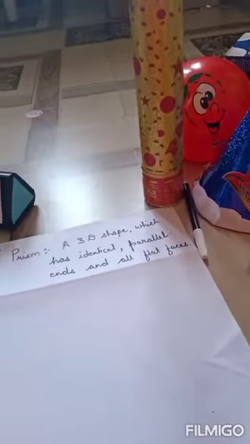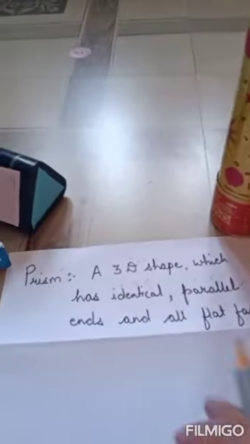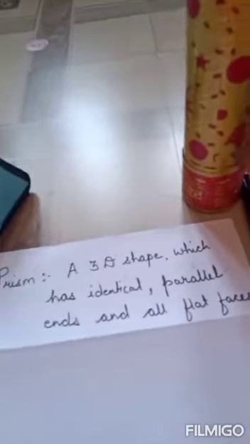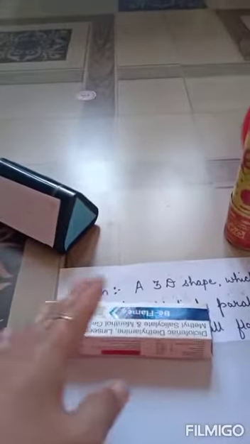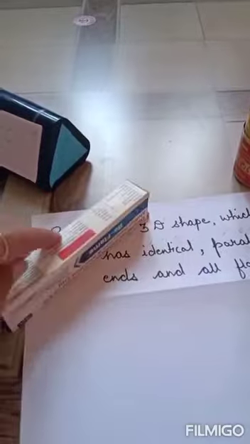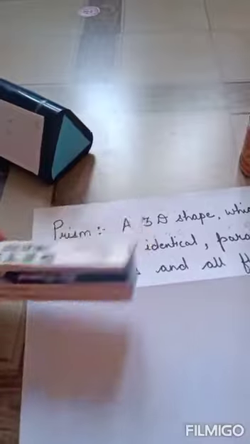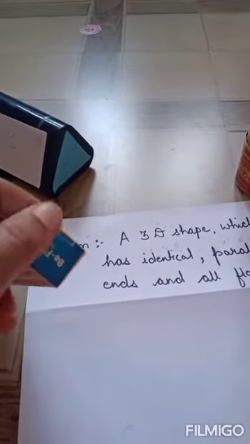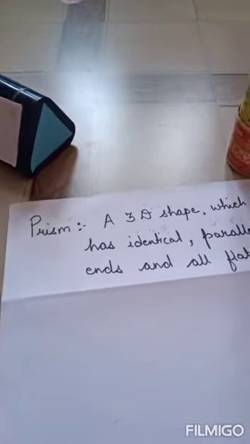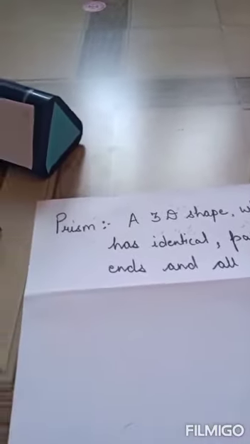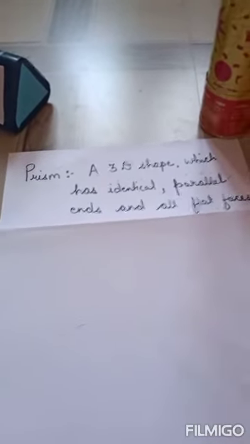Alright children? Yes. So we just need to remember that a 3D shape which has identical and parallel ends, so the ends should be identical and at equal distance from each other, and all the faces should be flat, is called a prism. So the one with the rectangular ends is called a rectangular prism. The one which has triangular ends is known as a triangular prism. Is that clear? Great.